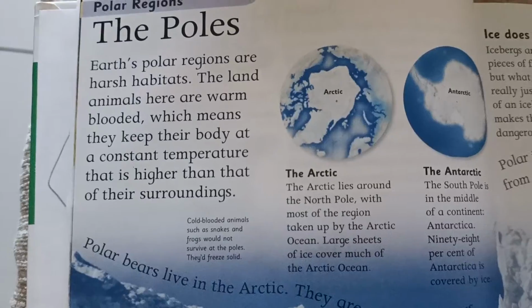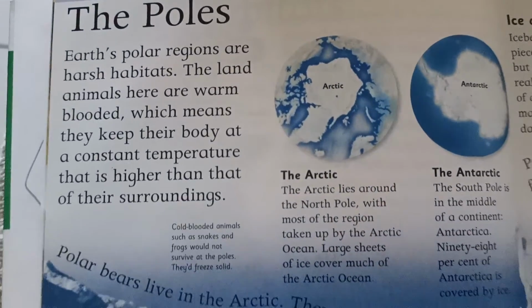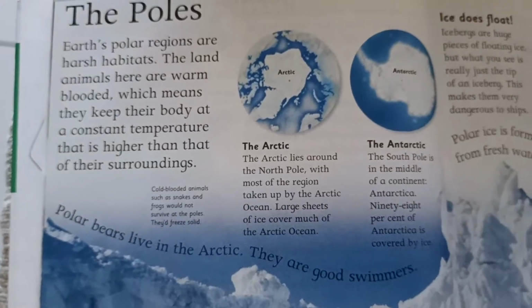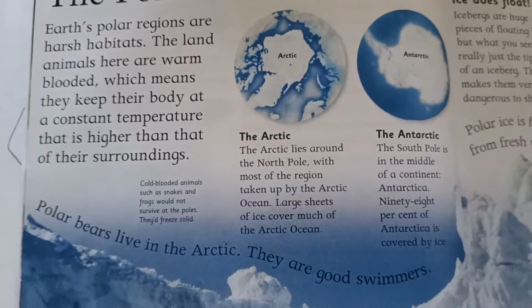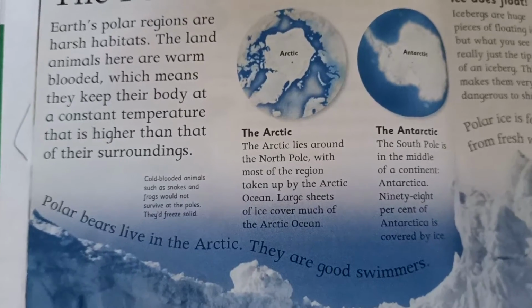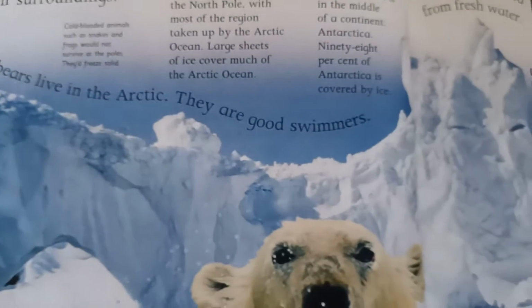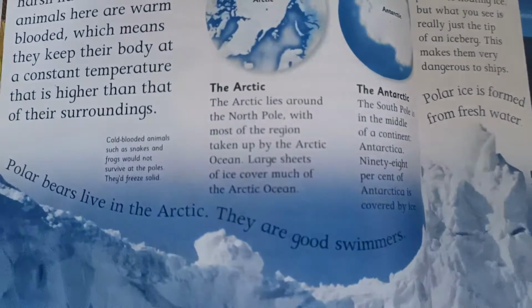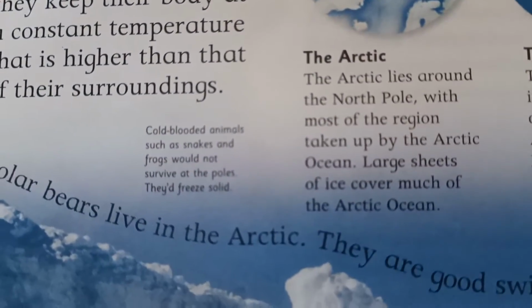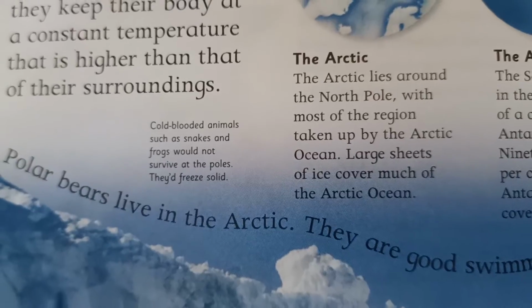Number 1, the poles. Earth's polar regions are harsh habitats. The land animals here are warm-blooded, which means they keep their body at a constant temperature that is higher than that of their surroundings. Polar bears live in the Arctic. They are good swimmers. Cold-blooded animals such as snakes and frogs would not survive at the poles. They would freeze solid.